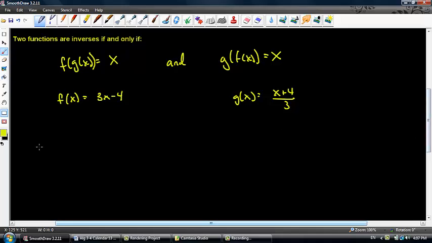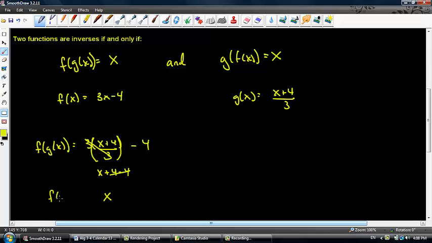So what I'm going to do is create an f of g of x, a composite function just like in the last section. g of x is the inner function, so it's going to be 3 parentheses x plus 4 over 3, and I should extend my parentheses, minus 4. And so the 3's are going to cancel each other out, leaving me x plus 4 minus 4. The 4's are going to cancel each other out, leaving me with x. So f of g of x equals x.